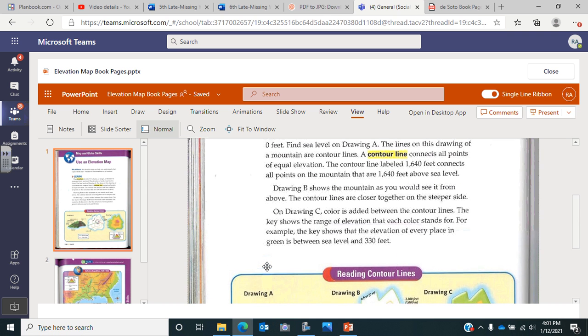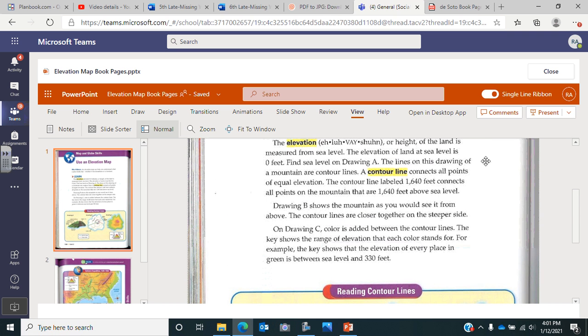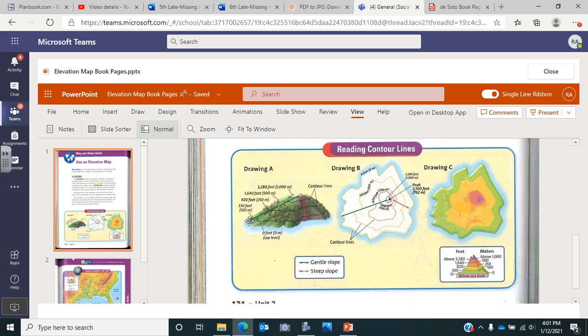The lines on this drawing of a mountain are what's called contour lines. A contour line connects all points of equal elevation. The contour line labeled 1,640 feet connects all points on the mountain that are 1,640 feet above sea level. So if we look here, the line they're talking about, 1,640 feet, is right here. So this line shows all the places on this mountain that are 1,640 feet above the level of the sea.